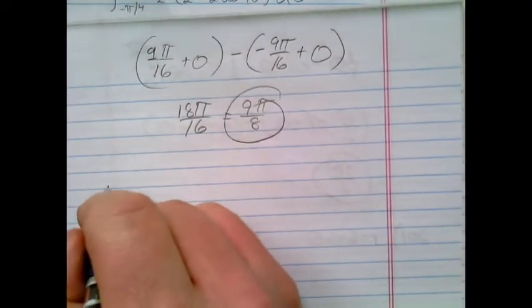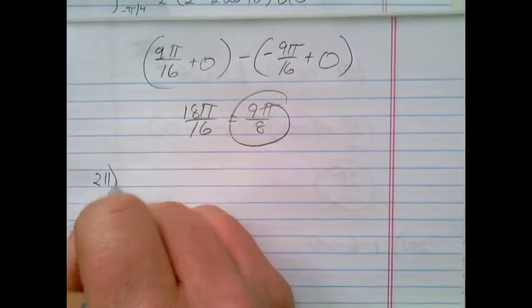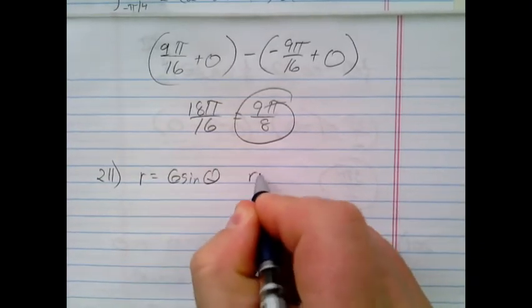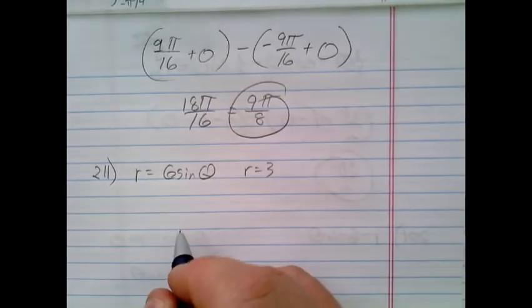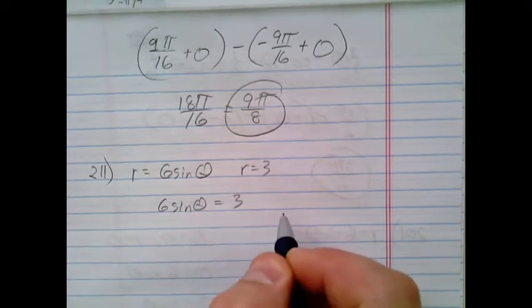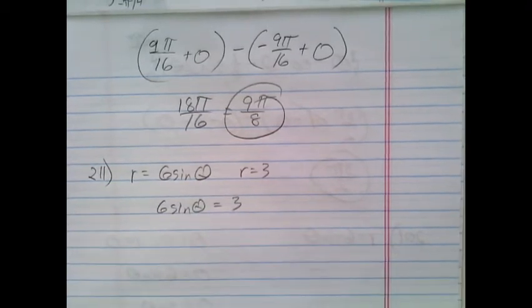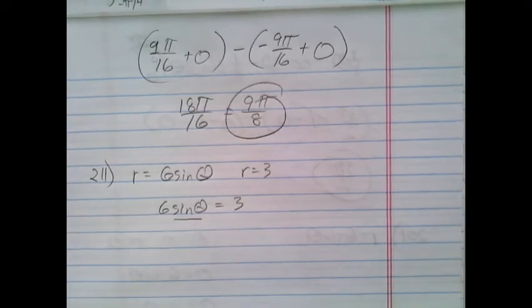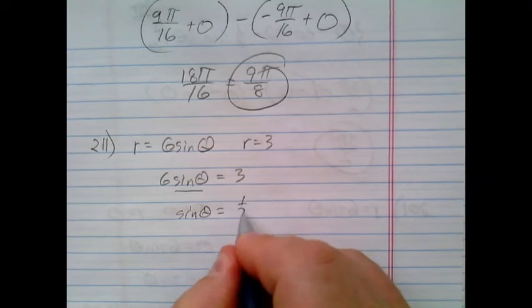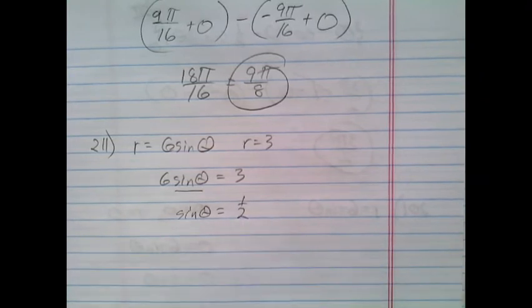Alright, so problem 211, they gave us r equals 6 sine theta and r equals 3. Let's set those equal to each other. So 6 sine theta equals 3. Now remember, when we are solving a trig equation, we first want to isolate the trig function. So I'm going to start by dividing by 6. So sine theta equals 1/2. I know that sine of theta equals 1/2 when theta equals pi over 6.